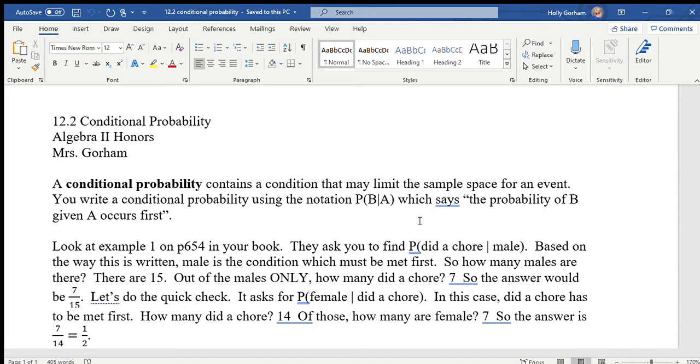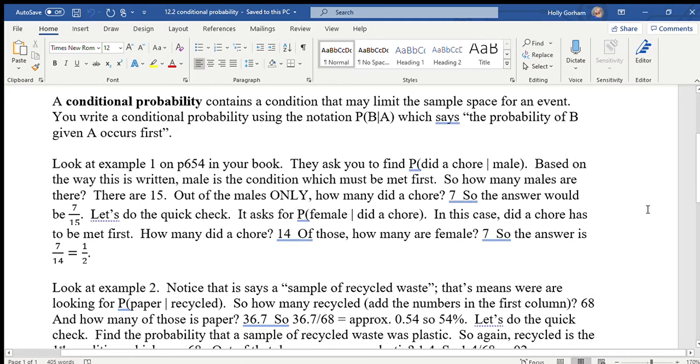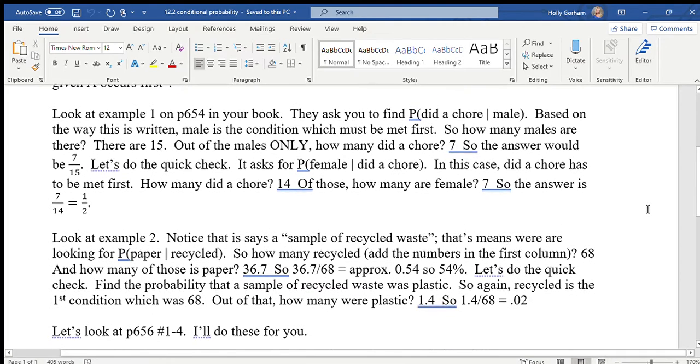12.2 deals with conditional probability, which contains a condition that may limit the sample space for an event. You write a conditional probability using the notation P of B slash A, which we read as the probability of B given A occurs first, meaning something has to happen before the actual event. Look at example 1 on page 654 in your book.